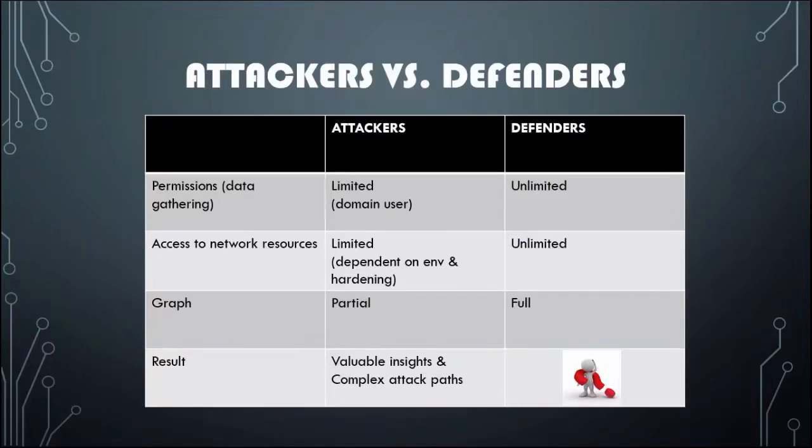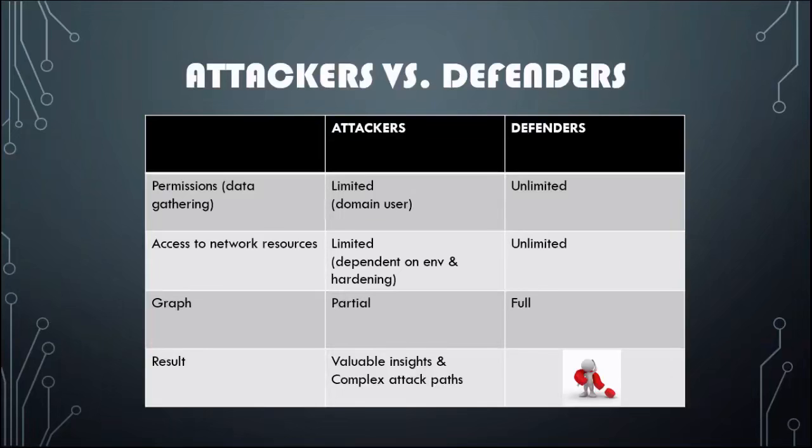A short comparison between what attackers are doing today versus what defenders can be doing. When attackers are scanning the network to gather the information, they're using limited privileges. They're using that initial account that they were able to compromise, since the entire purpose is to find a path that would lead them to a high privileged account. Defenders, however, can use any permissions that they want. Now, as a result, attackers have limited access to network resources.